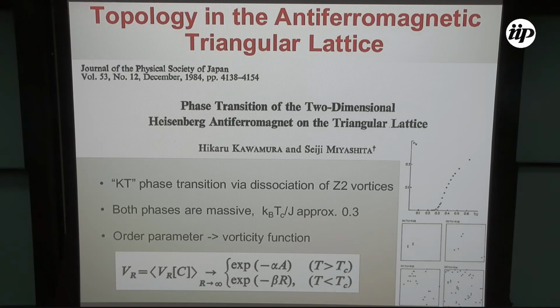So what happens? Both are massive, and they define this vorticity function, and they can see that at temperatures higher or lower than the critical temperature, it behaves like an area law and a linear law. So this vorticity function is very similar to that.